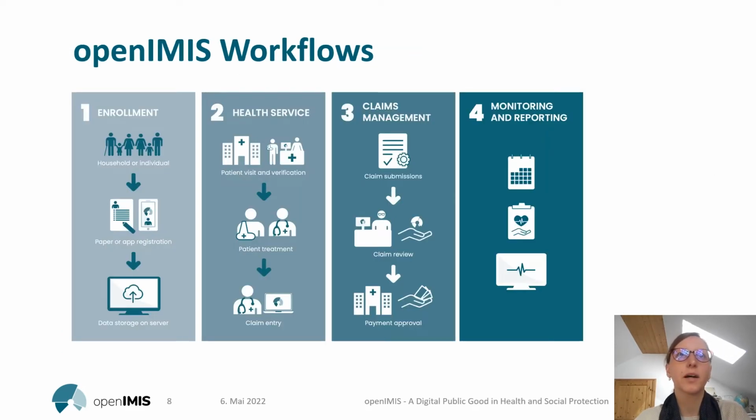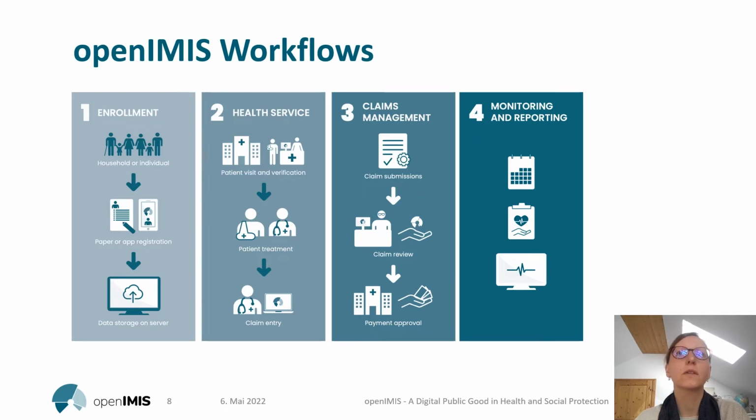Here with this slide, we come to an overview of the workflows, the business processes of openIMIS, and you will recognize these depicted here are clearly in the health context, in the context of health insurance. So to go through the steps, in the first step you have the beneficiary management. So when a household or an individual registers for a health scheme, that can be done paper-based, but also with an enrollment app via mobile. The data is then stored in a central server.